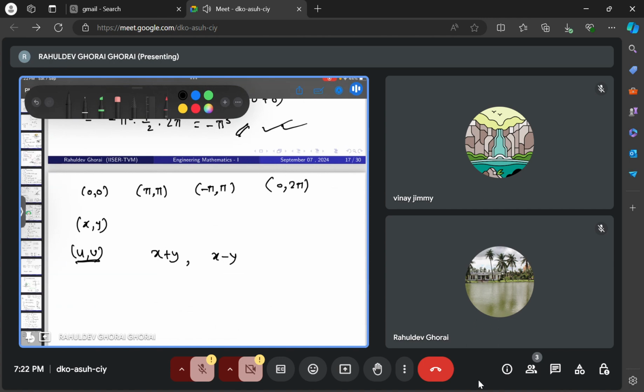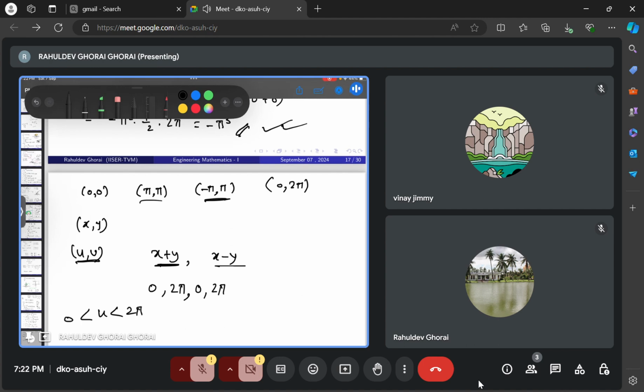So when you take x plus y, it can be 0 plus 0 is 0, pi plus pi is 2 pi, or it can be 0 or 2 pi. If you just add this, it will be 0 or 2 pi, right? So the maximum is 2 pi, minimum is 0. So u will be from 0 to 2 pi.